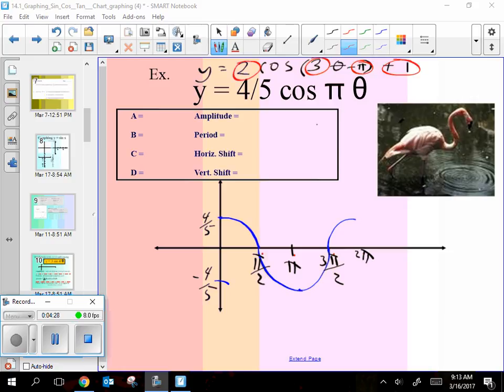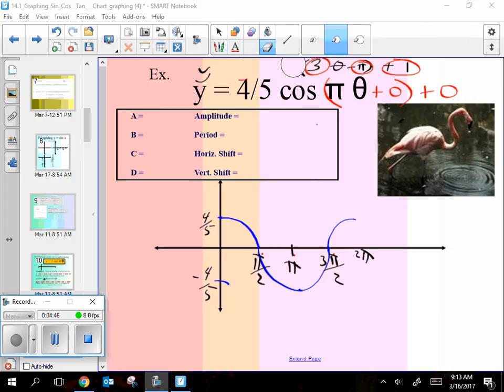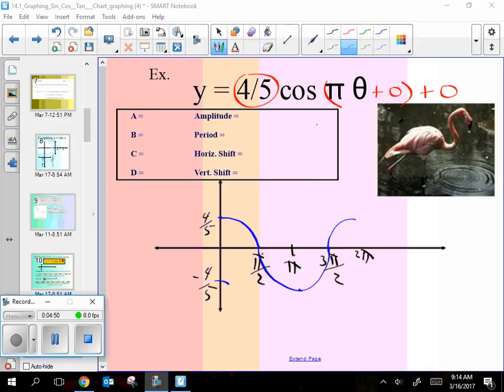So in this case, do you get we only have 2 things? We have an A and we have a B. You get it never got shifted in here. So I could put a +0 and a +0. It never got shifted horizontally or vertically. All right, so that's A, B, C, and D. For this problem, this must be A, 4/5. This must be B, pi, which is strange, but it's just 3.14. It's okay. And I could call it pi.